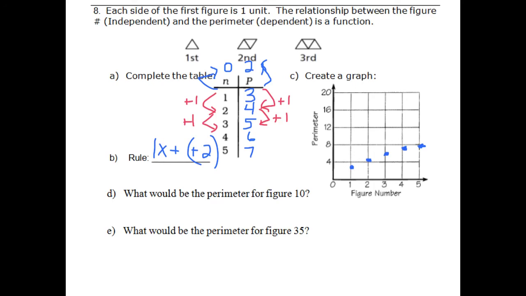So go ahead and verify that you filled in the table correctly and got it graphed, and then pause the video one more time and figure out what the perimeter would be for figure 10. So you're going to be plugging in, instead of your x, a 10, and you're going to be plugging in a 35. Go ahead and verify that you've done this correctly, and that's the end of the video.